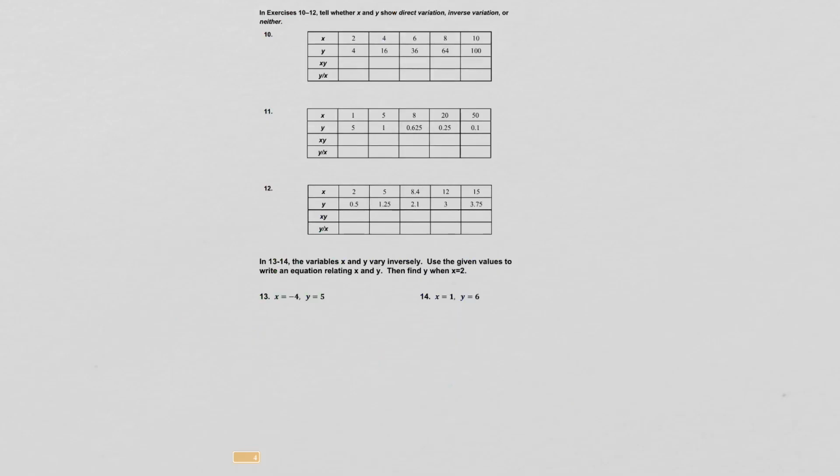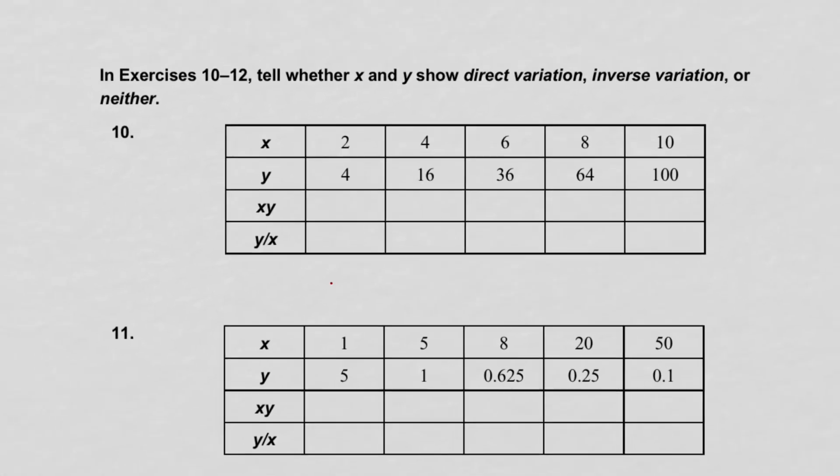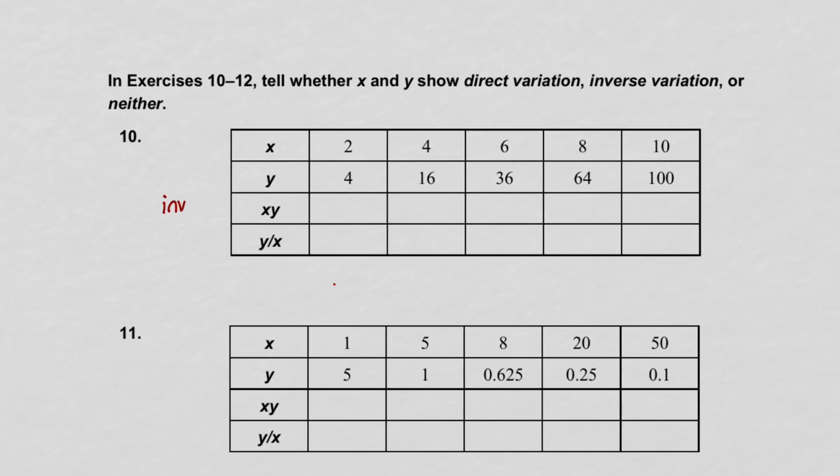Then we are going to give you some charts here, and we want to know whether it shows direct variation, inverse variation, or neither. Okay, so if you remember here, let me zoom in to this one. This is inverse. We said inverse variation is x times y. And this is direct when it's y divided by x. So we need to find these numbers. To find all the inverse numbers, I'm going to take the x it gives me and the y it gives me and multiply them together.